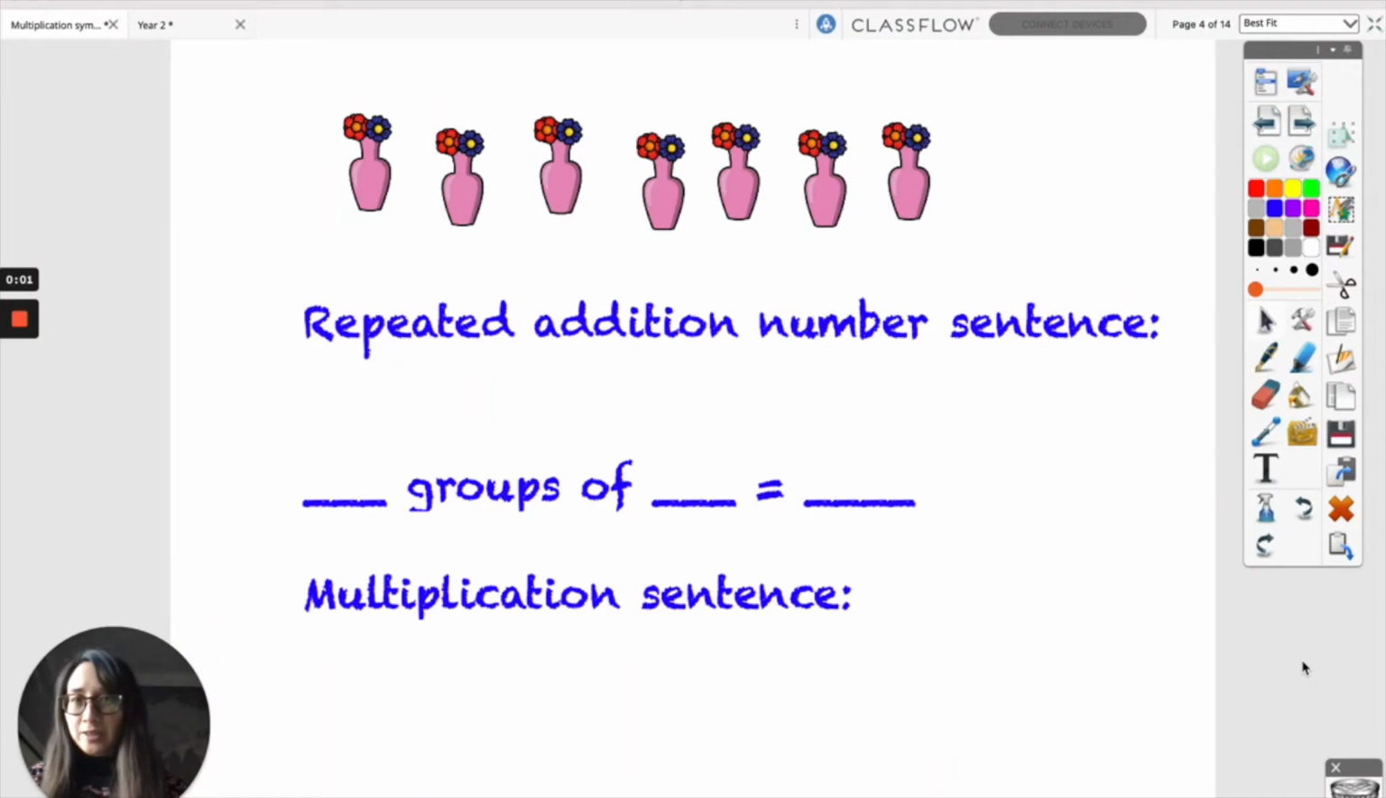So now it is your turn to write the repeated addition number sentence, the groups of number sentence, and the multiplication number sentence for this picture. Okay, so look at this picture. Think about how many groups there are and how many are in each group, and write down the repeated addition number sentence, the groups of number sentence, and the multiplication number sentence. So pause the video, and then when you play it again, I will show you what the answers are.